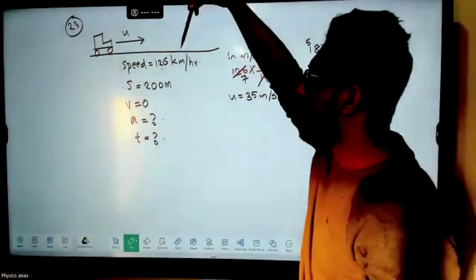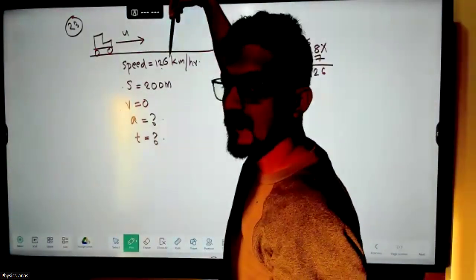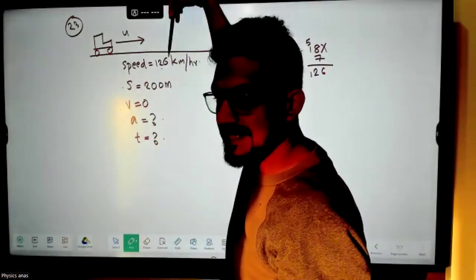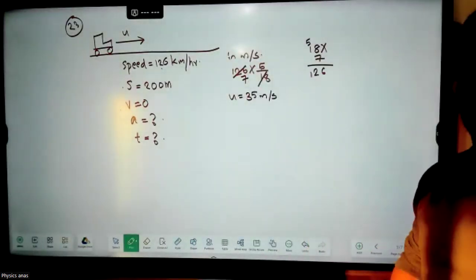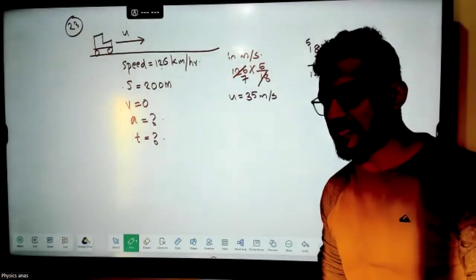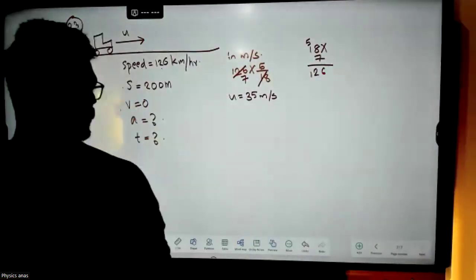You should not do the calculation using kilometer per hour. You have to convert that into meter per second. Did you get it? So you have converted it to meter per second.